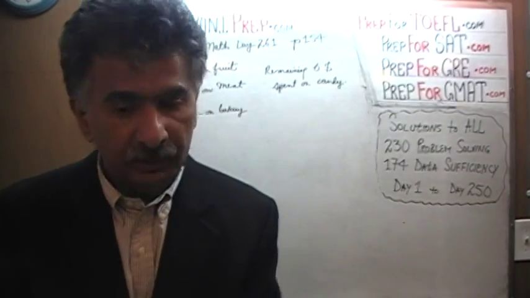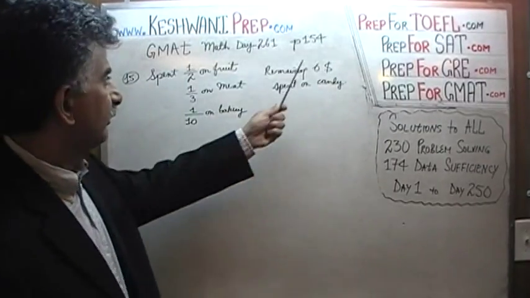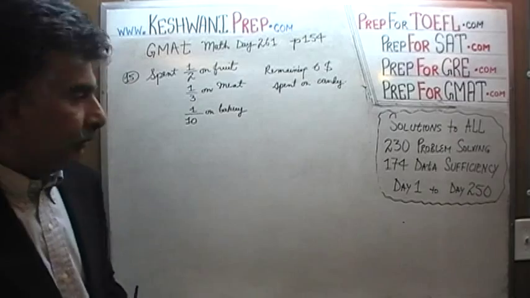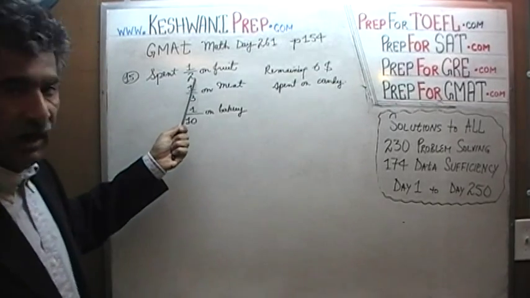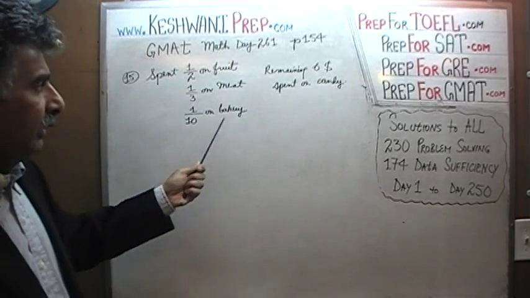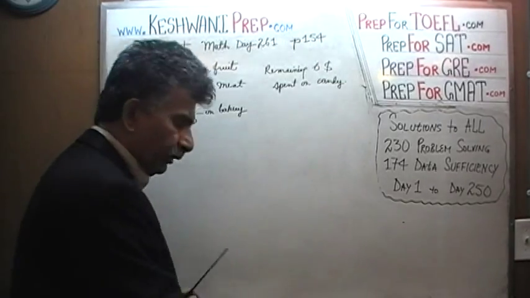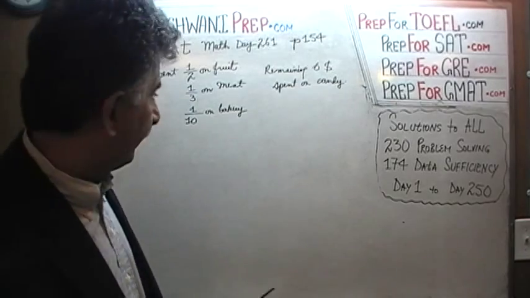Right now we are redoing the problem and we are on page number 154. Please turn to it. Page number 154. The very first problem that we're going to do is problem number 15. In problem number 15 we are told that we have spent half of our money on fruit, 1/3 on the meat, 1/10 on the bakery. We are told that we're going to spend the remaining $6 on the candy. And the question simply is, what was the total amount that was spent? Let's find out, shall we?